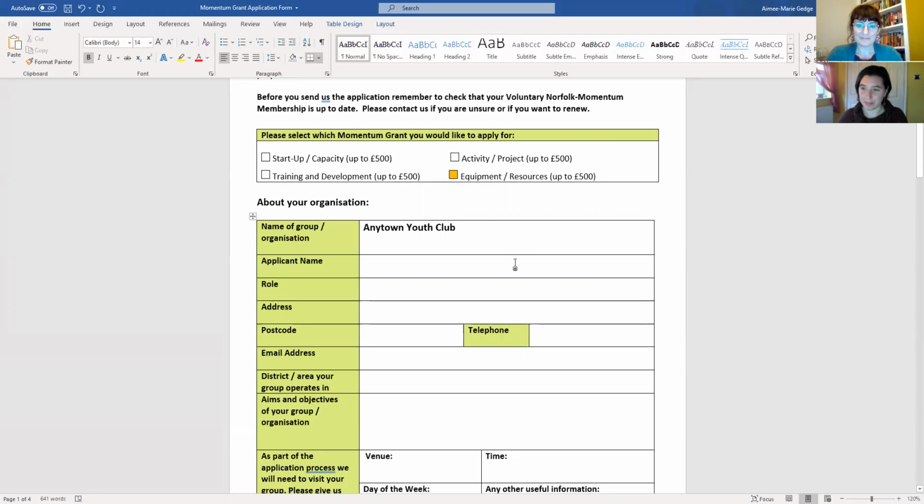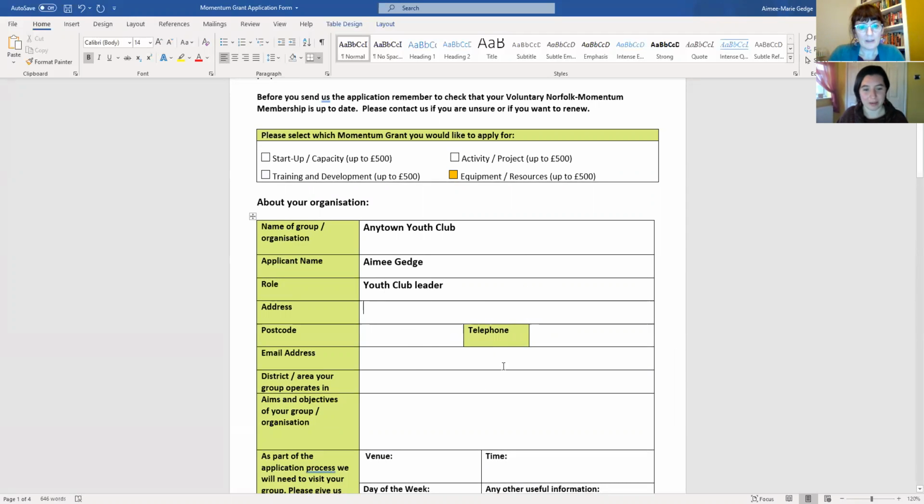Applicant name would be my name as the person filling out the form. Yeah. Okay. Well, let's put youth club leader. I'm going to leave the address fields blank for obvious reasons.